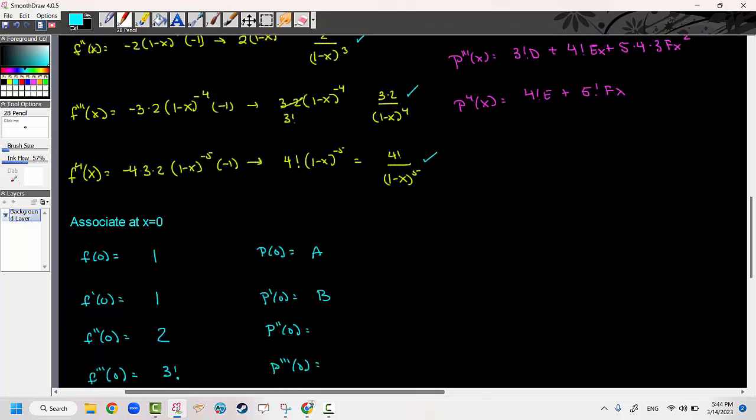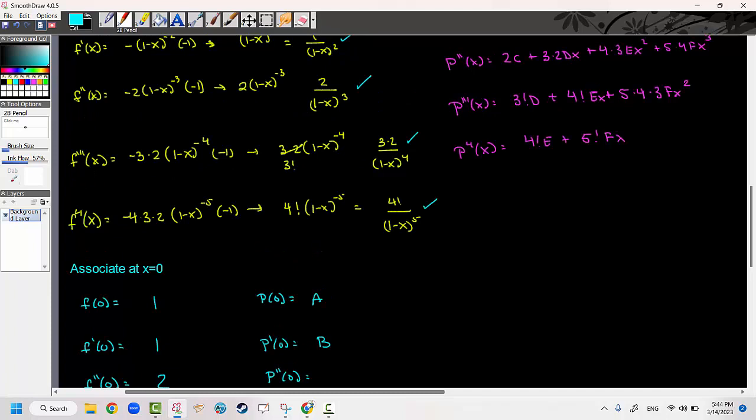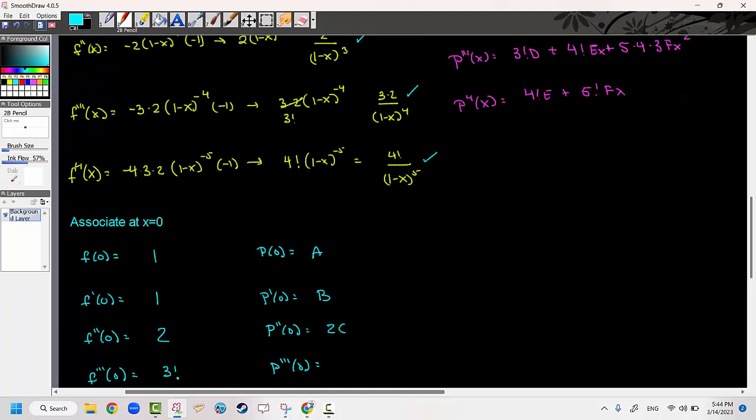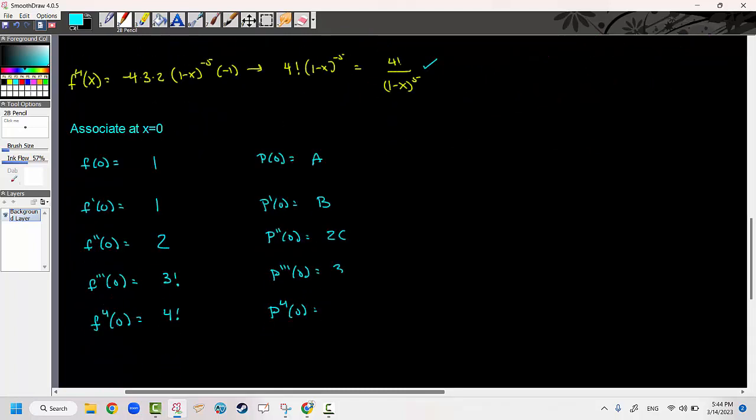And again, feel free to hit the pause button here if you want to. P double prime is going to get me 2c. P triple prime of 0 is going to get me 3 factorial d. And then p quadruple prime at 0 is going to be 4 factorial e.